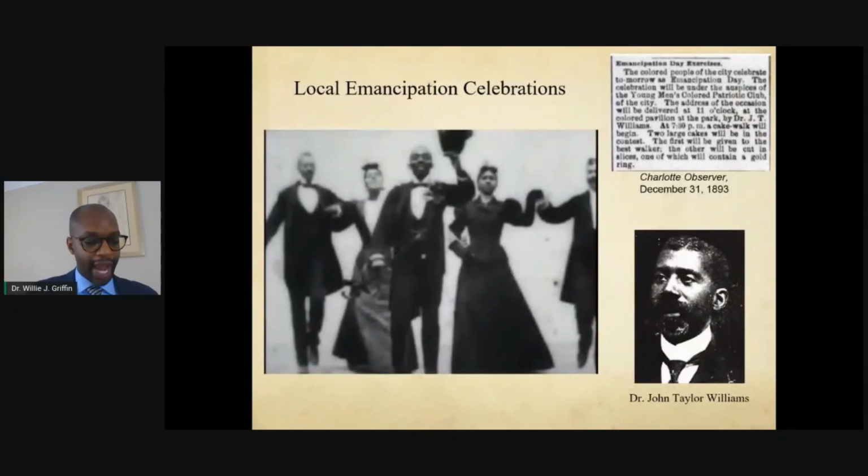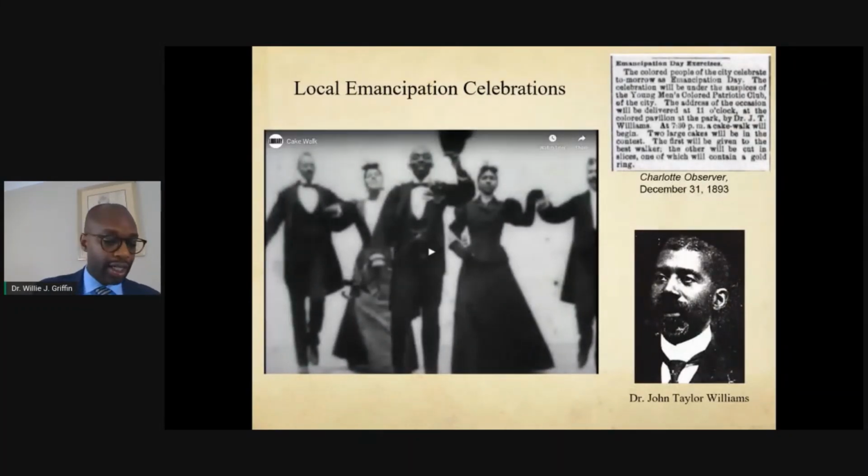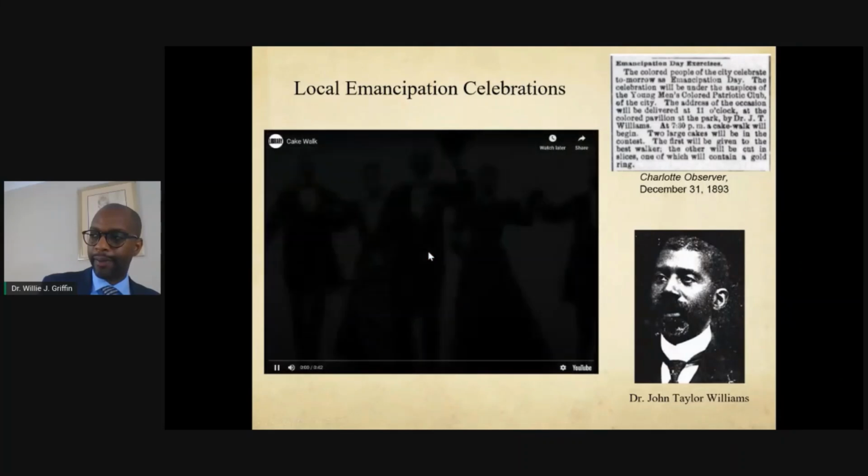Local celebrations actually began to emerge here in Charlotte in 1893. This is an image of Dr. John Taylor Williams, J.T. Williams, who presided over the Men's Colored Patriotic Club at the Colored Pavilion. And so what they did was celebrate by having a cakewalk. And I'm not sure if I can show you, this is sort of an example of what a cakewalk looked like.